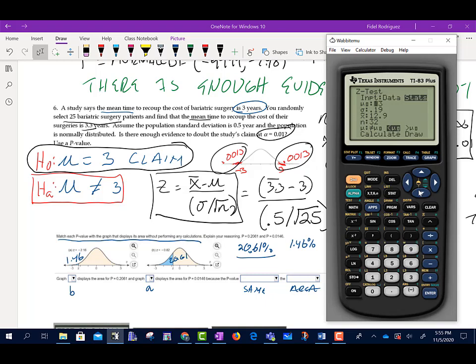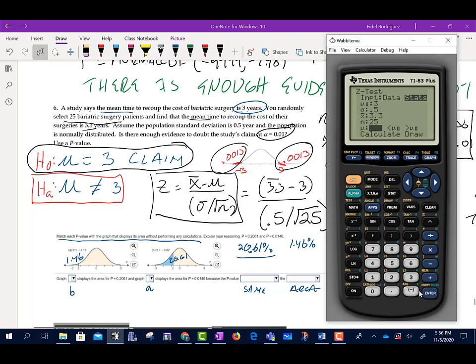So what is our mu in this case? Our mu is the number 3. Our standard deviation was 0.5. Our x bar was 3.3. My n in this case was 25. And my HA here was a two-tailed test because it's not equal to. So I'm going to select that one.